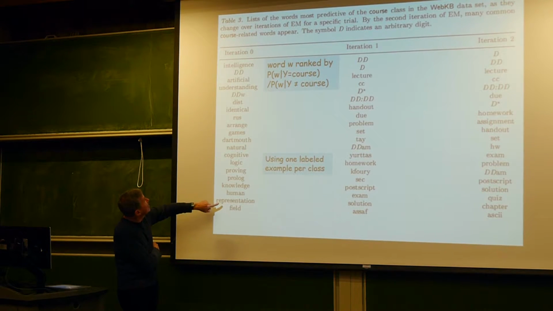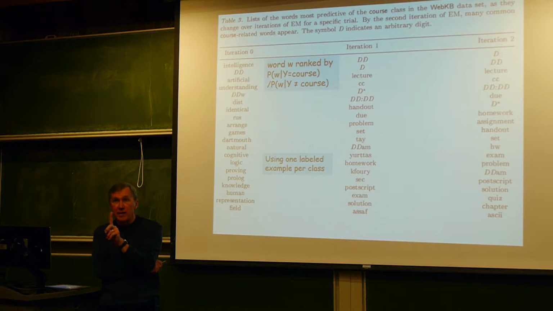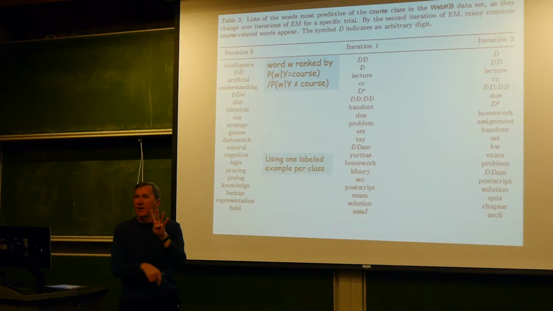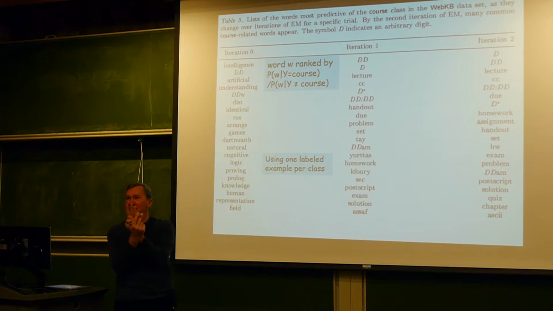But in this case, this plot shows, and I should tell you, this experiment was done with just one labeled example of a course page and one labeled example of each of the other classes. I think there were 4 classes here: course page, personal homepage, research project homepage, and university homepage.